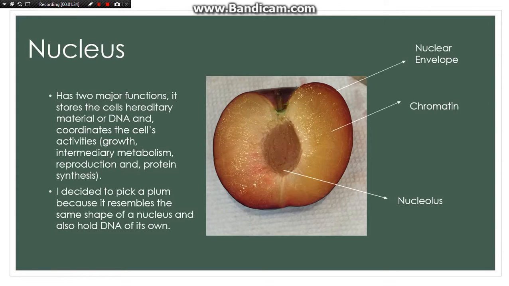So the nucleus has two major functions. It stores the cell's hereditary material and DNA, and it coordinates the cell's activity. So I decided to pick a plum because it resembles the same shape of the nucleus, and it also holds DNA of its own. As you can see, this right here is the nucleolus. The skin is the nuclear envelope, and the chromatin is the inside of the plum.